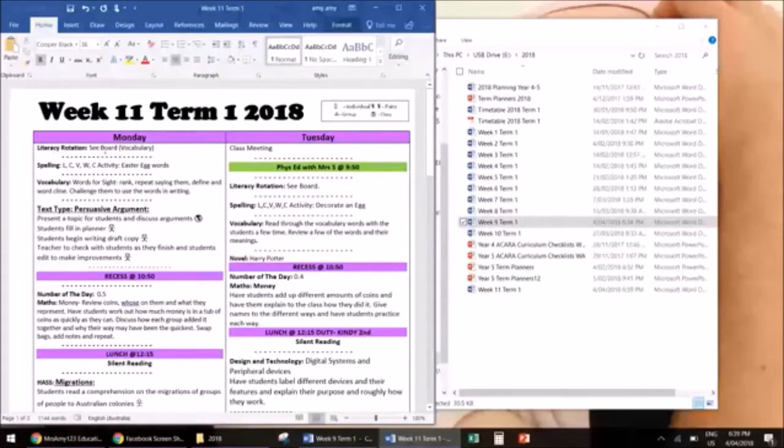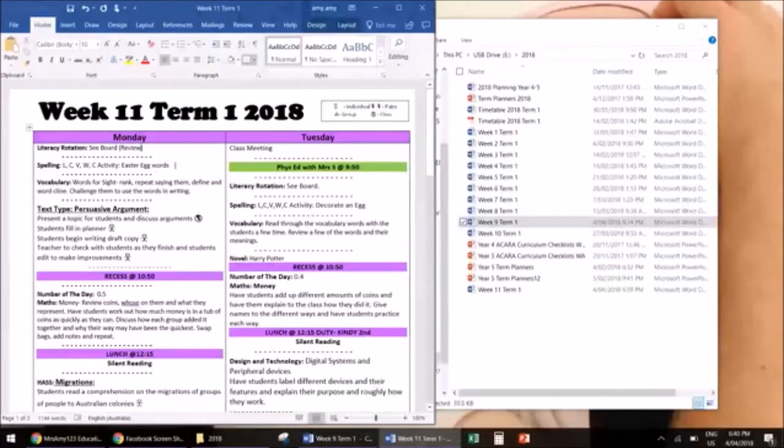So literacy rotations is up first. That's just to see the board to find out what the different groups are doing for each activity. But my particular focus for reading in that week, I believe, is reviewing, because it's the end of the term. We're reviewing all the other topics that we've done for reading groups.